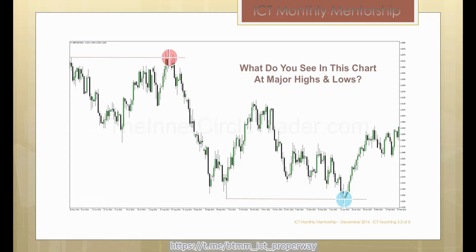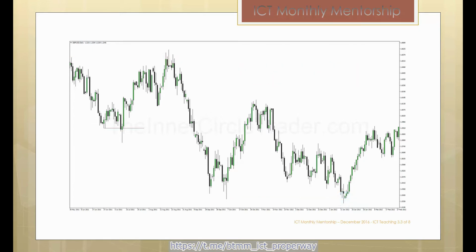Okay, so you have two major false breaks above an old high, a nice false swing above a previous high, and then a rejection and a subsequent significant price swing lower. And then we have a false break below an old low, and we have a nice significant price rally higher. But let's take a closer look now.